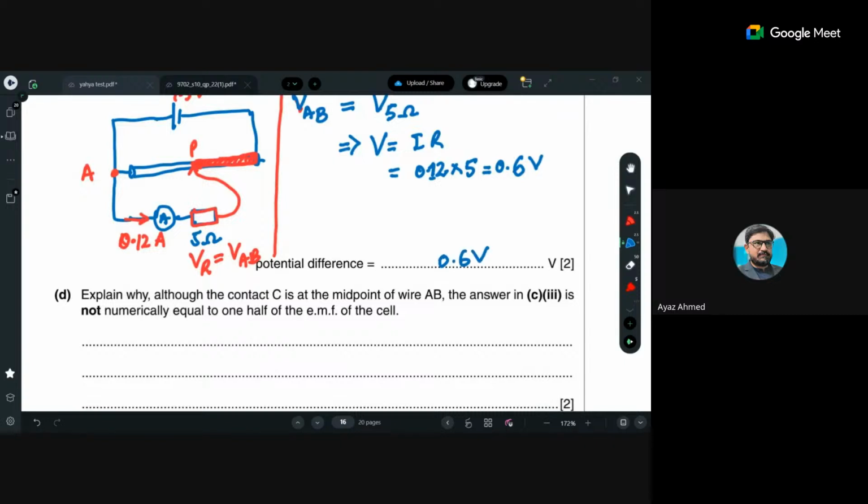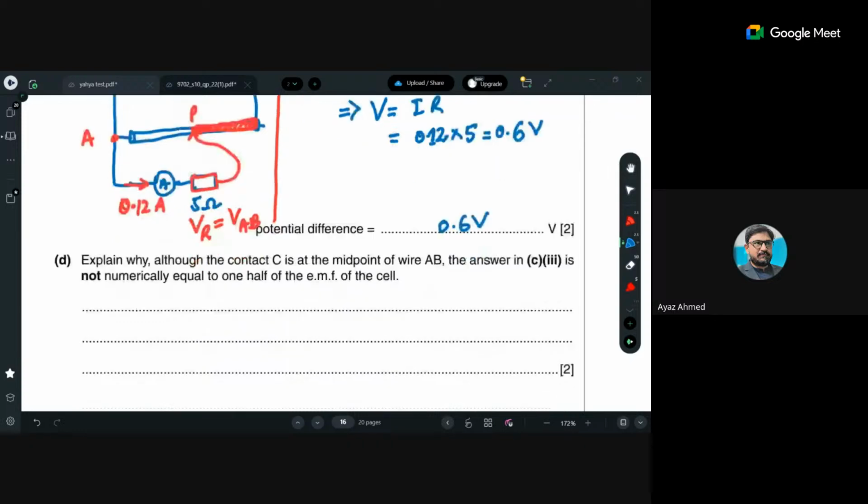Now explain why, although the contact C is at the midpoint of the wire, the answer in C is not numerically equal to half of the emf. Yes, that was the point I explained to you in the previous part. If this is exactly at the midpoint, then the potential difference must be equal to half of that. But if there is no resistance in series with the ammeter, then it can be possible, otherwise no.